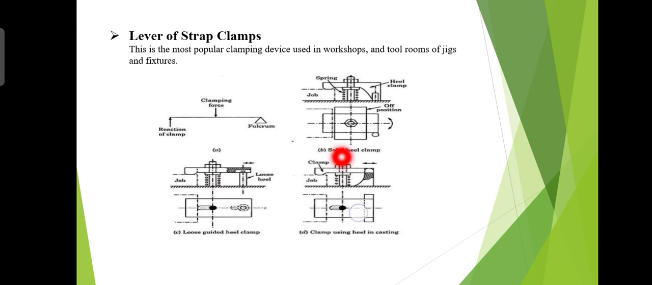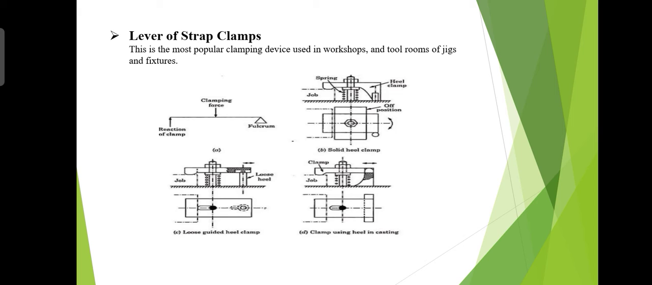This is the diagram of solid heel clamps that I told you, and this is the loose guided heel clamp, and this is the clamp using heel in casting. These are the basic diagrams of lever heel clamps. If we're talking about the loose guided heel clamp, this lever clamp guided by a loose heel is driven into the fixture body. The short stem turned on the end of the heel fits loosely into a keyway in the clamp bar. The clamp is simply reciprocated by hand for loading and unloading the workpiece.